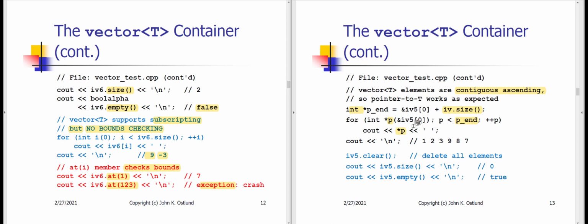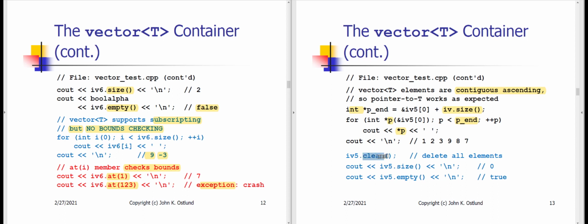Now, when you glance at this for loop, you might say, I get it, p is a pointer to an int, initialized with the address. Why can't I just say iv5 there? Oh, oops. iv5 is not the name of an array, so I can't just say iv5. iv5 is the name of a vector of int. So I do have to explicitly request the address of iv5 sub 0 in order to get the address of the initial element of that vector.